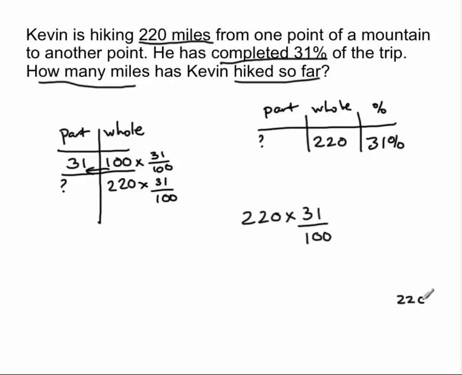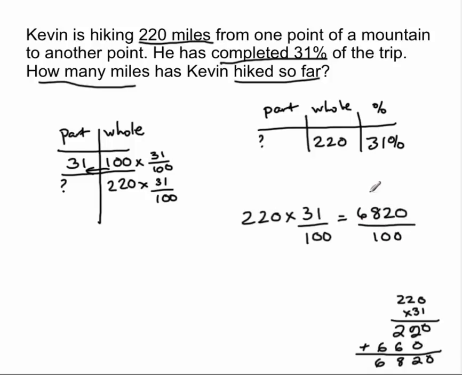Make it neat over here. It's 220, and then I get 6,820. And then this is all divided by 100. Now, according to your place value, whenever you divide a number by 100, you're moving the decimal point to the left in the number. So I'm going to write this number down, 6820, and I'm going to move the decimal point 2 places to the left. The answer to this is more than 62 like we said it should be. The answer is 68.2 miles.